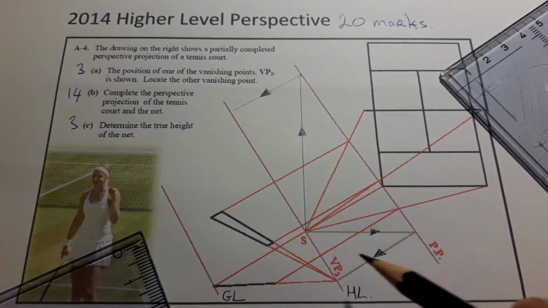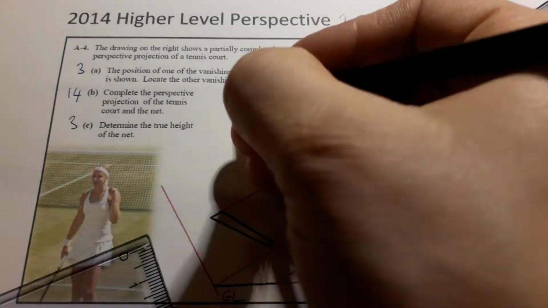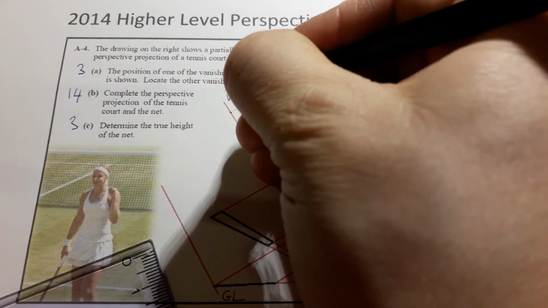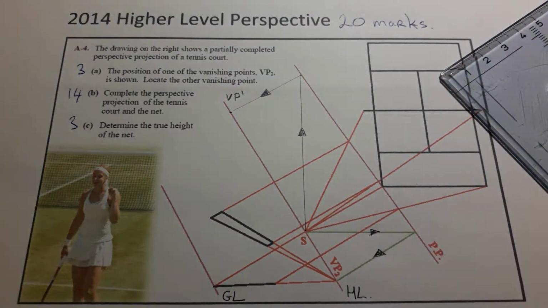So now we have VP2 here, and we now have VP1 there. So VP1. So that is part A. We have got our first 3 marks. Part B asks to complete the perspective projection of the tennis court and the net.